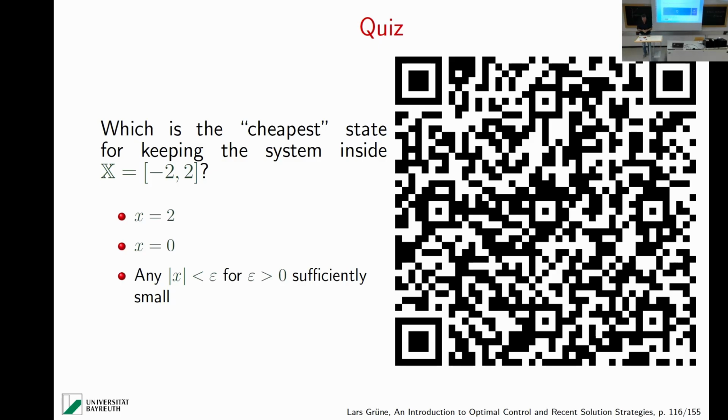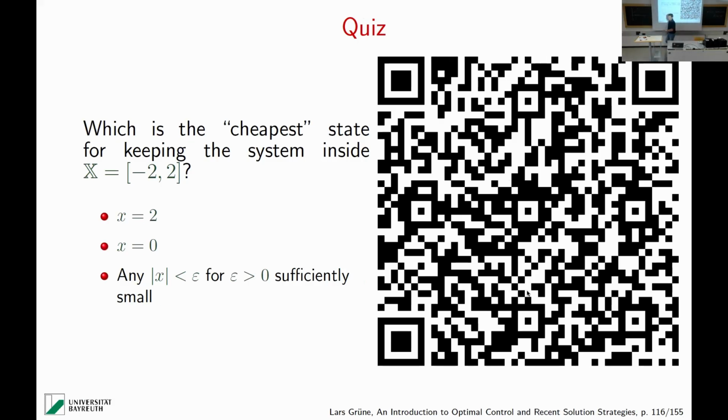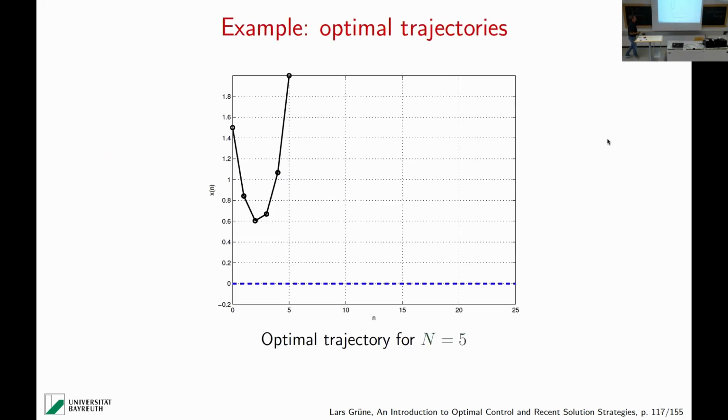But so what do we expect then from our optimal control problem? Well, we probably expect that it does something like that. It goes to 0, and here's the optimal trajectory for n equal to 5, starting in 1.5, so somewhere here. And you see what the optimal control does. It actually first goes a little bit in the direction of 0. 0 is here, but not too far.